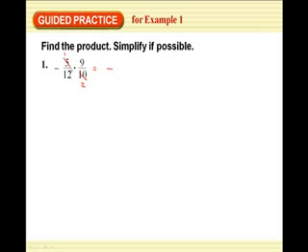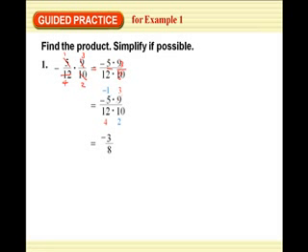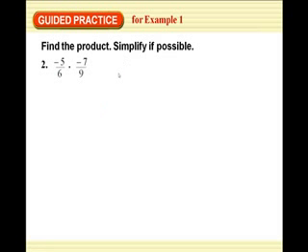What can go into 9 and 12? 3. 3 goes into 9 3 times. 3 goes into 12 4 times. So 1 times 3 is 3. 4 times 2 is 8. The answer is negative 3/8. Okay, that's it. That's all there is to it.